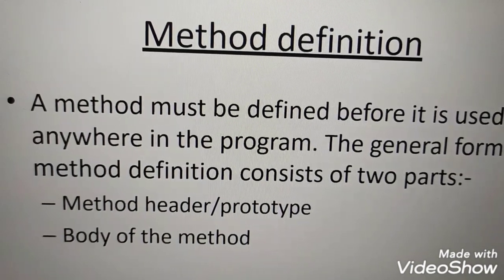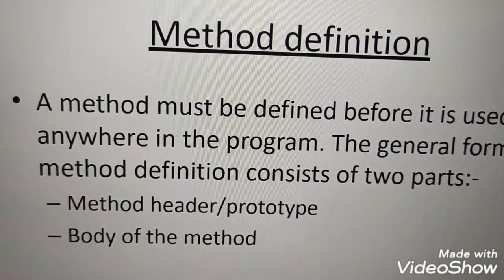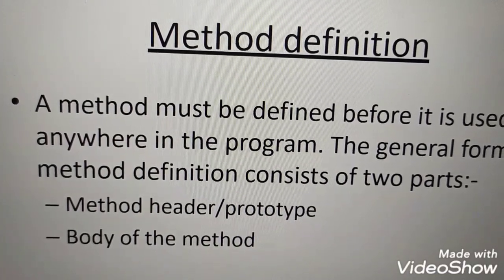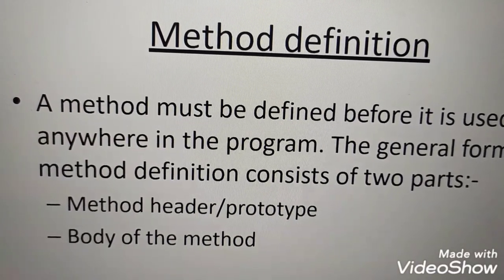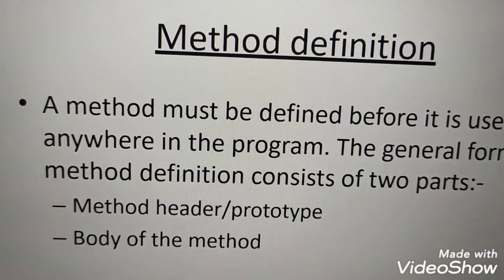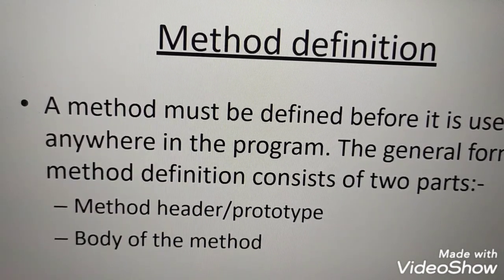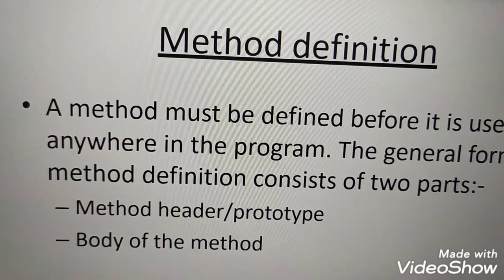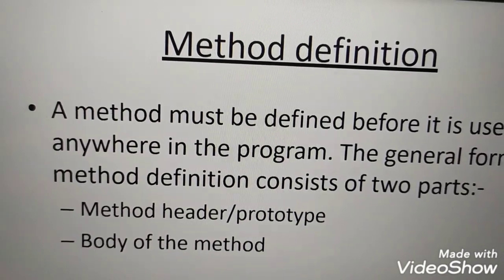I hope all of you understood what I explained today. That is how to define a method, and the method definition contains two parts: the method header or prototype and the body of the method. Okay, and what is the use of the method header or prototype, and what are the things you have to write in the body of the method.